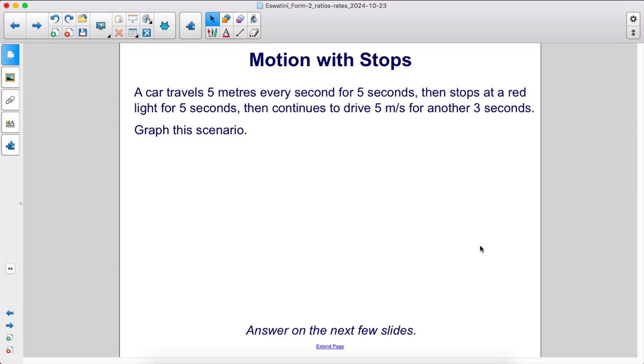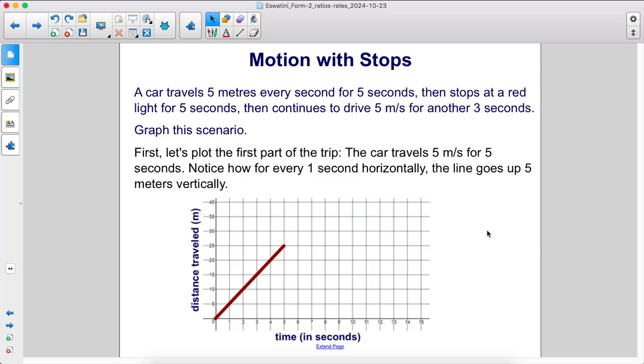A car travels 5 meters every second for 5 seconds, then stops at a red light for 5 seconds, then continues to drive 5 meters per second for another 3 seconds. Graph this scenario. First, let's plot the first part of the trip. The car travels 5 meters per second for 5 seconds.